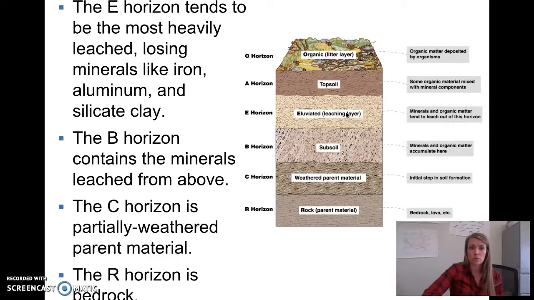Then we have the B horizon, which is the subsoil. The B horizon contains all the minerals that have been leached from above. And then we get into the C horizon, which is partially weathered parent material. So we're getting more and more solid and more like parent mineral as we go down.